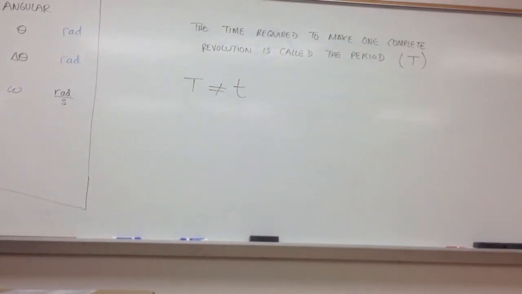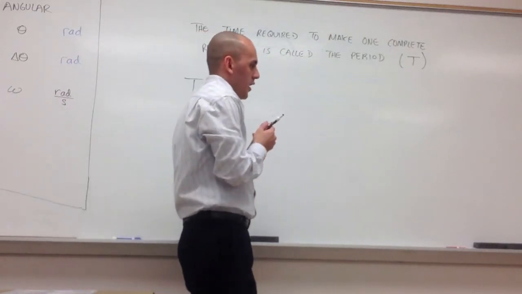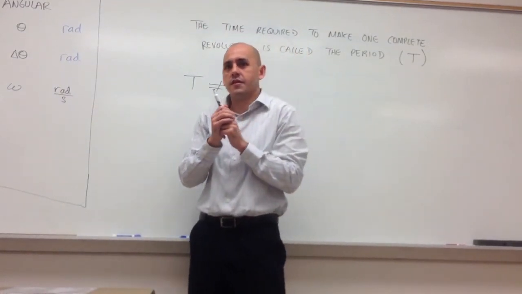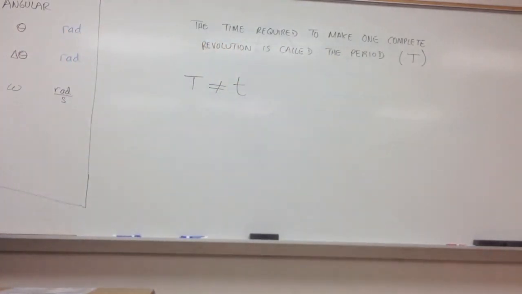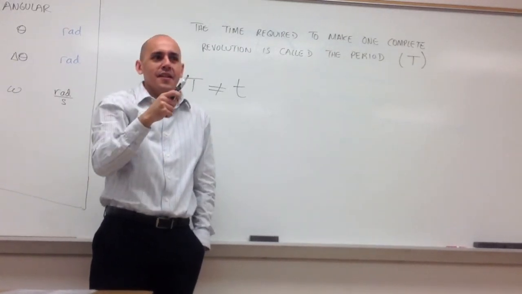What would the period of the hour hand on your clock be? 60 minutes times 60 seconds? The minute hand goes around one revolution in 60 minutes, right? What is the period of the hour hand on your clock? Look at the clock. 12 hours. Yeah. But that's what I'm saying.